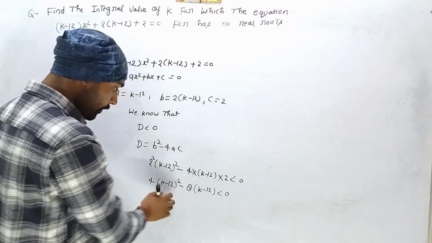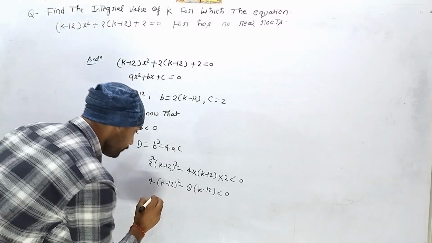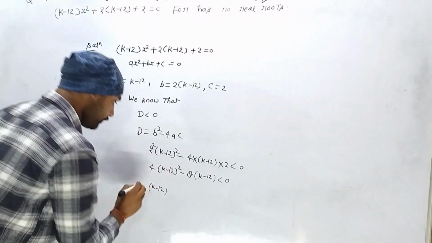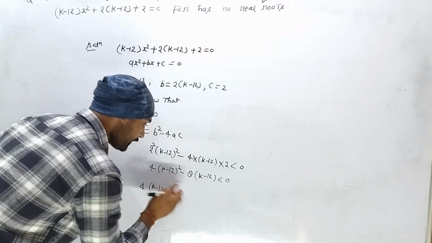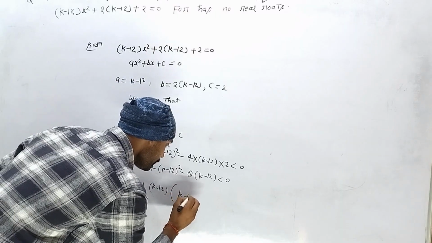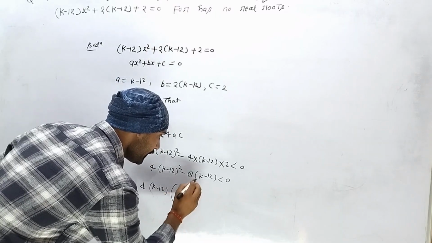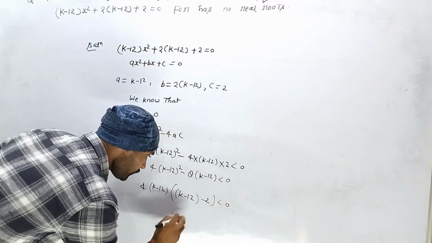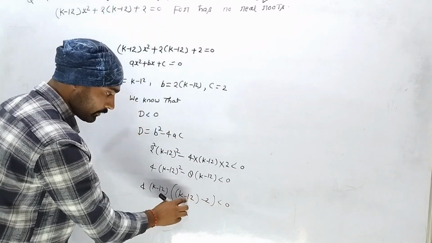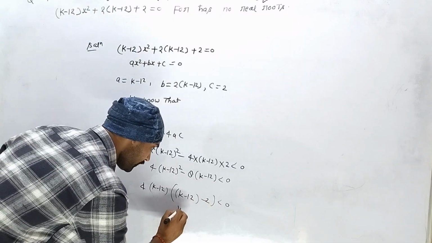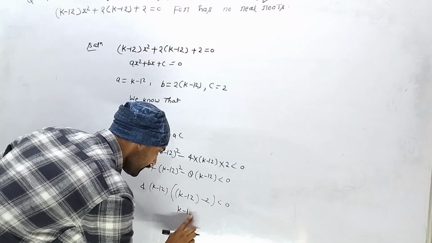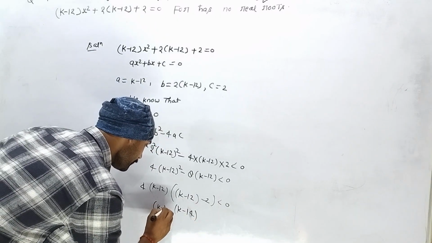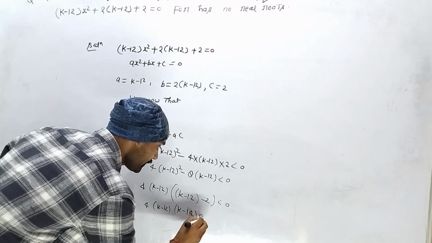Here if we take common (k minus 12) from the whole expression and also take 4 common, we get (k minus 12) and here (k minus 12 minus 2) less than 0. If we add 12 and 2, we get (k minus 14) and (k minus 12) and 4 greater than 0.